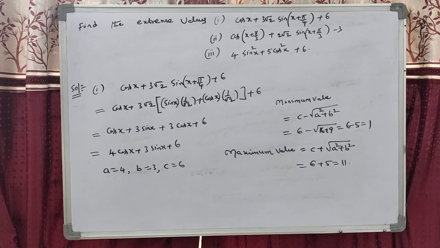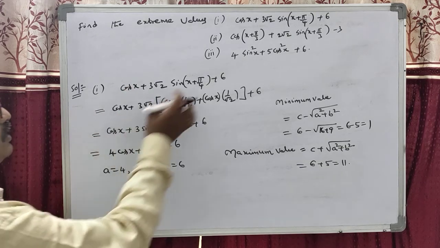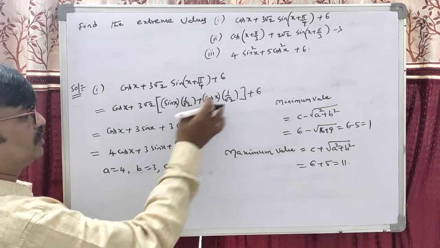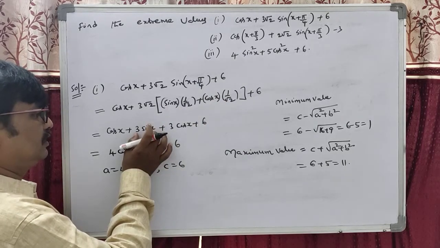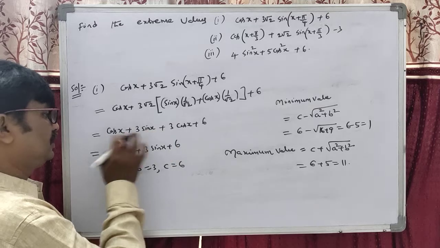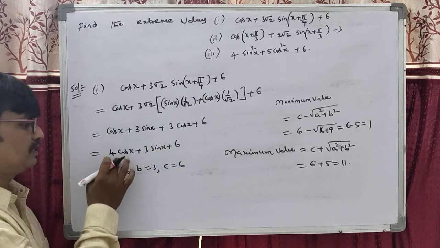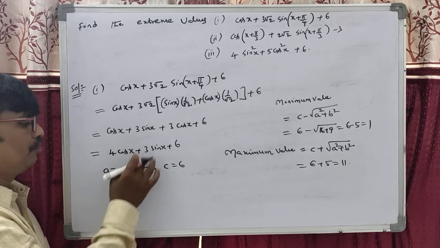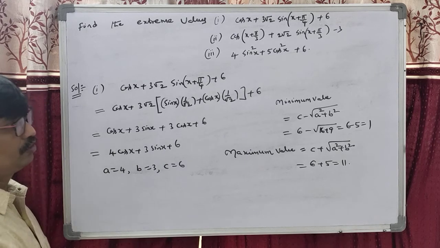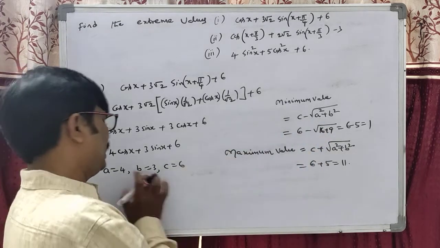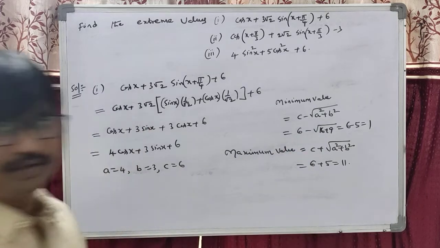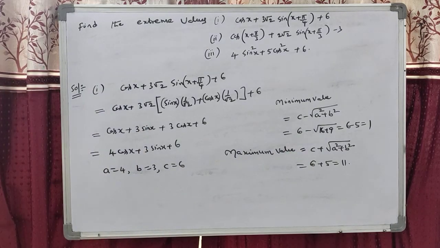How to find this, students? First you write it using sin(a + b) = sin a cos b + cos a sin b. After that the √2 cancels, 3 sin x, 3 cos x, so 3 cos x plus cos x gives 4 cos x. A is 4, B is 3, C is 6. Now the minimum formula is c − √(a² + b²) and the maximum formula is c + √(a² + b²). Okay students, this is the first question.